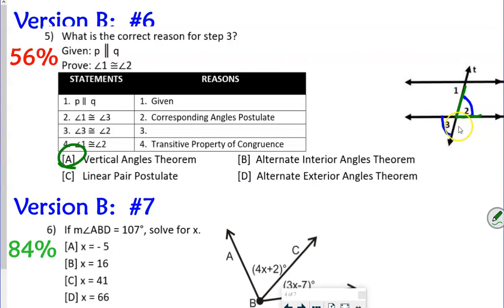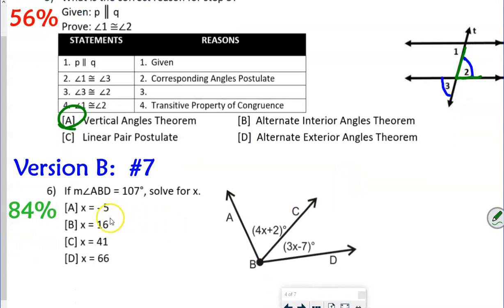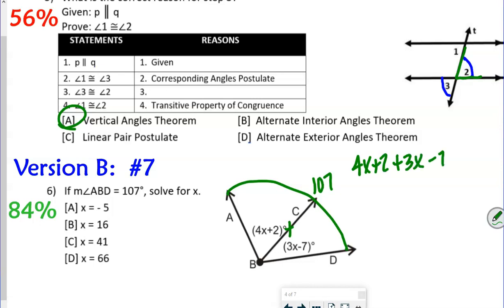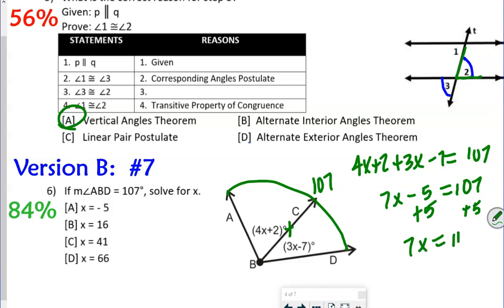Not sure why people keep missing this, but all right, so on this next one we did pretty good on, 84%. So that means the whole angle, it says the measure of ABC is 107, right? So we're going to add these two together and set them equal to 107. So 4x plus 2 plus 3x minus 7 is equal to 107. That's going to be 7x minus 5 equals 107. Add 5 to both sides, right? So 7x equals 112. 7 goes into 112. X is equal to 16, right? And this time we are solving for x, so our answer was B.